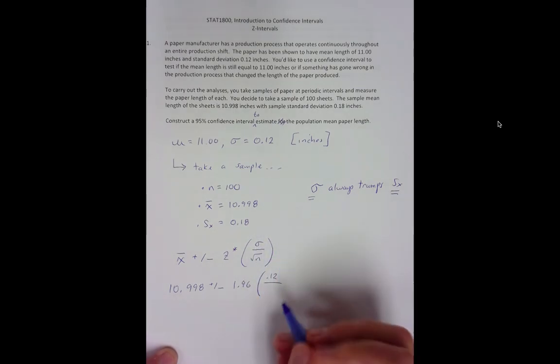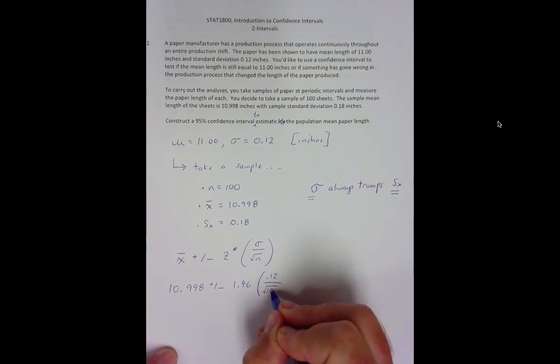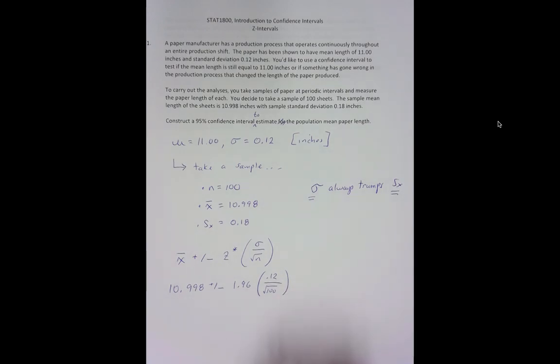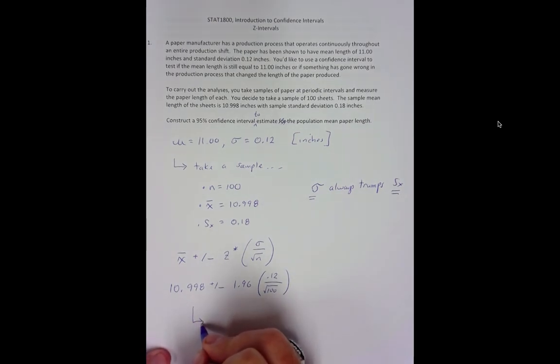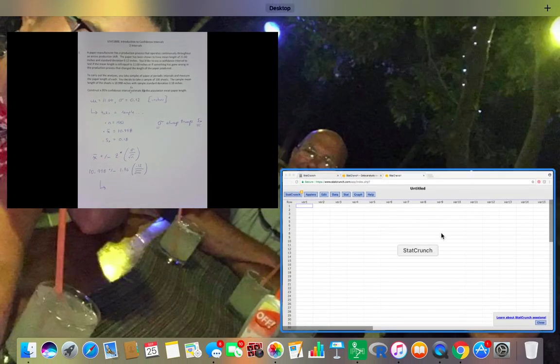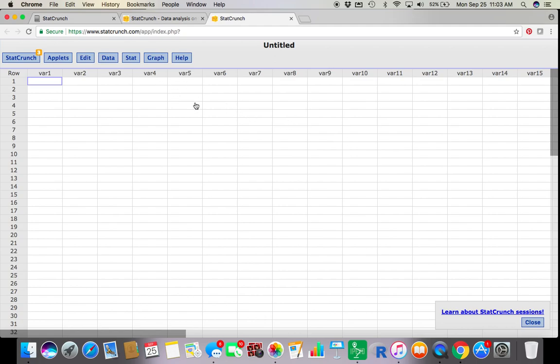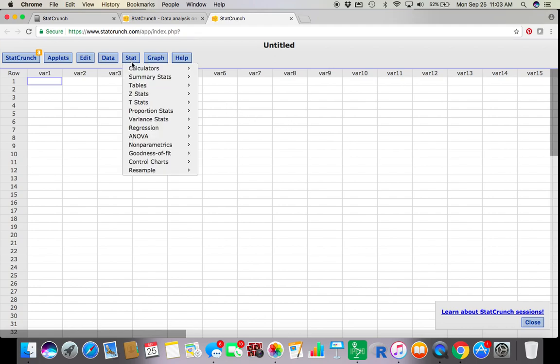Sample size here was 100, so over the square root of 100. And you could easily use your calculator to calculate this confidence interval, but I'm not going to do that. I'm going to do this problem the way you would probably do it. So I'm going to go to STAT, then Z-Stat one sample, and I have it with summary.